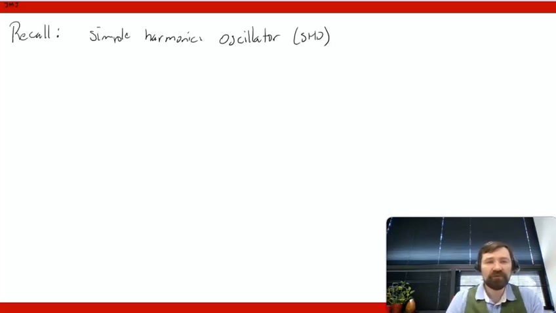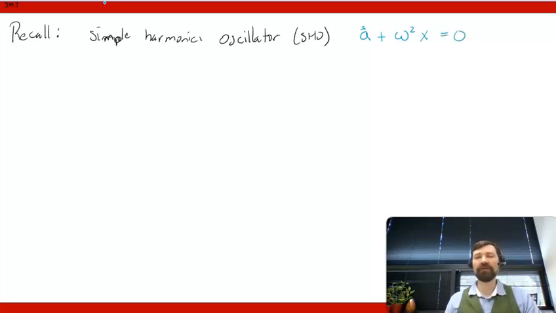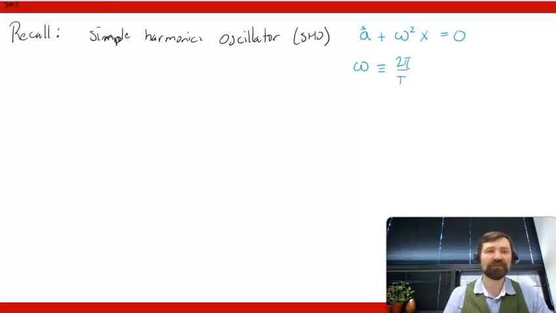Recall that the simple harmonic oscillator is a system which is described by the equation: the second derivative of the position, plus omega squared x, is equal to 0, where omega is some constant. Sometimes we write this as omega naught, sometimes we write it as omega. It just needs to be some constant. You'll recall further that omega is defined for our system as 2 pi divided by the period.